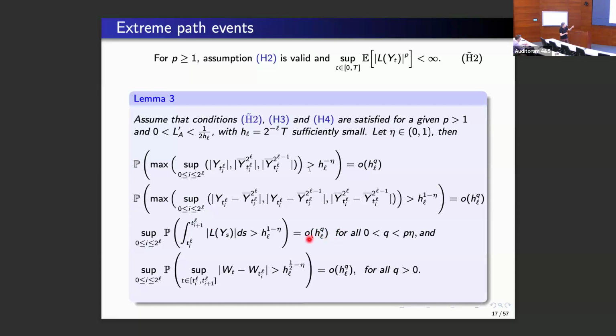It's small, but not too small. So Q is not arbitrary. It should be between Q and P of eta. P is the one, if you remember, for the order of the finite moments satisfied in assumptions H tilde 2, H3, and H4. So we have a restriction. This is what I want to say.